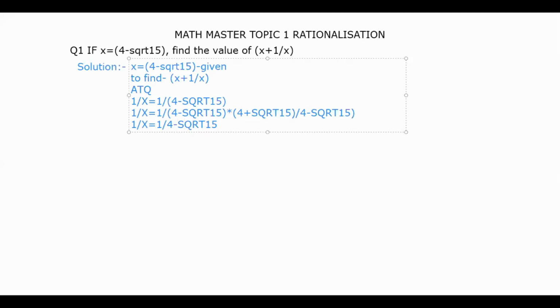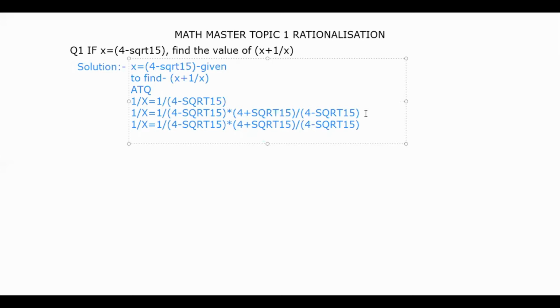Always put here brackets, otherwise marks will be deducted in exams. And let's open the brackets. Multiply 4 plus square root 15 and divide it by the next sign of it, so that you will be able to get the conjugate of that sign. Okay, now this is our step.